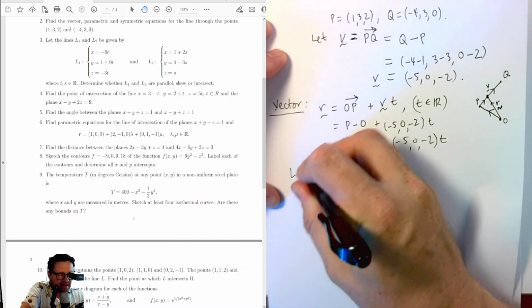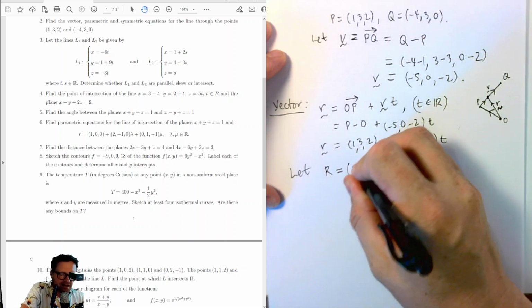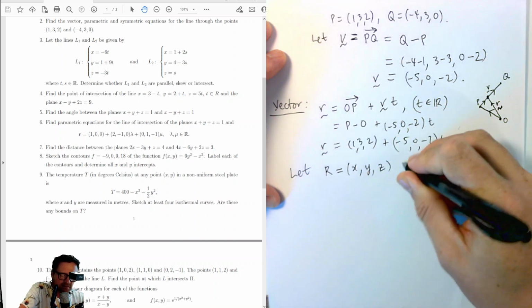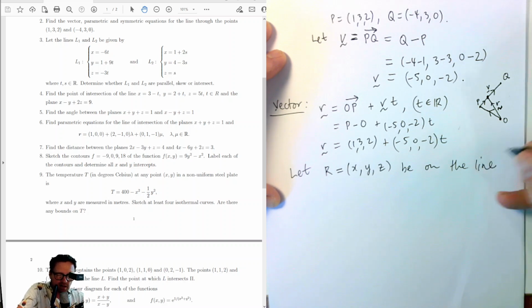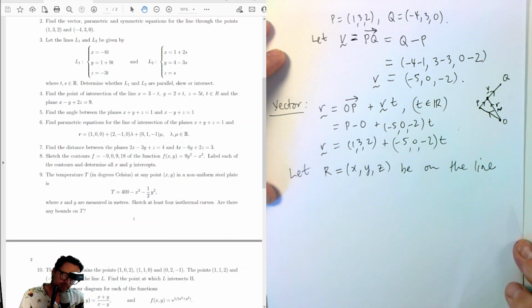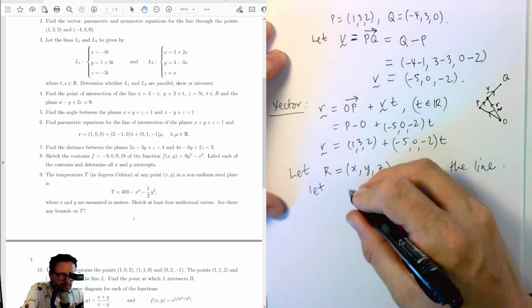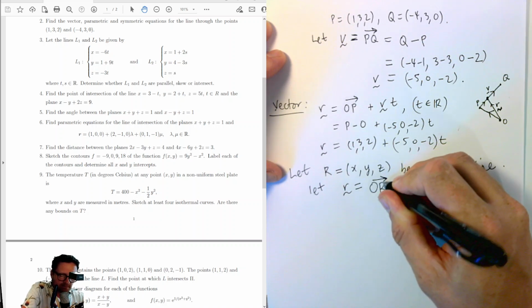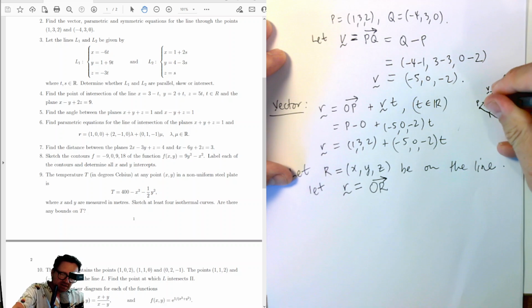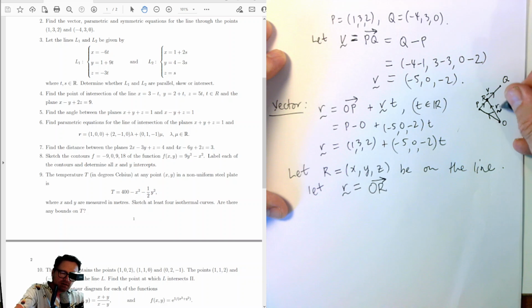Okay, now the parametric equation, well, consider this. Let uppercase R be any point on the line, and let's call that (x, y, z). So let it be on the line, and by the line, I mean the line that connects P and Q. And let lowercase r be the vector from the origin to the point R. So if this here is the point R, then lowercase r, the vector, tells you how to get from the origin to the point R.